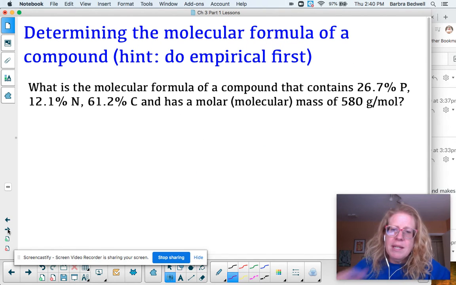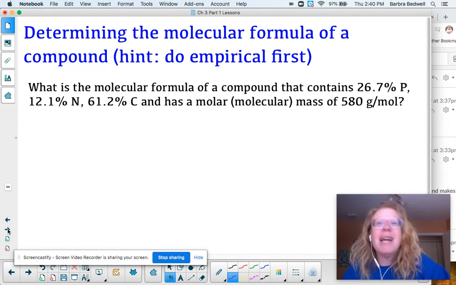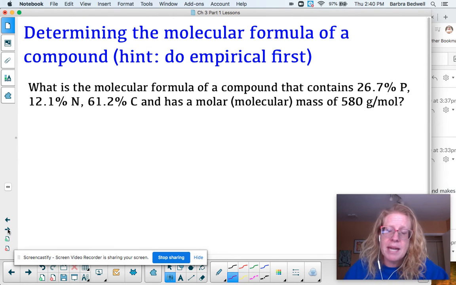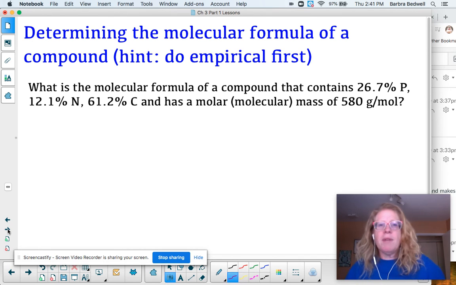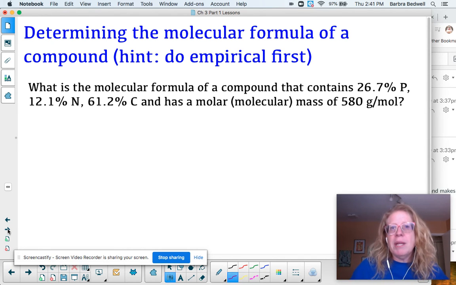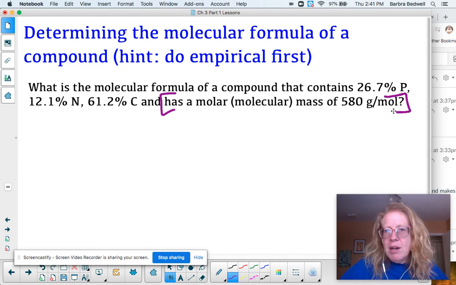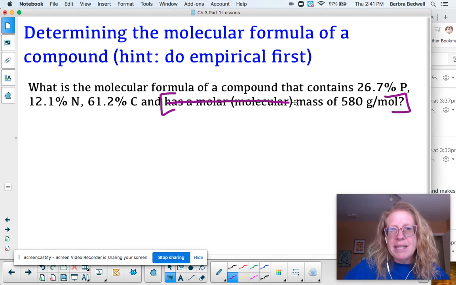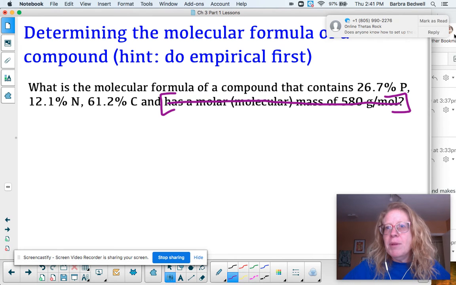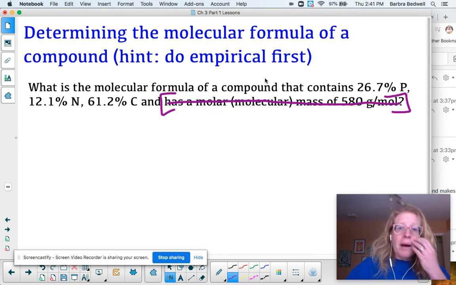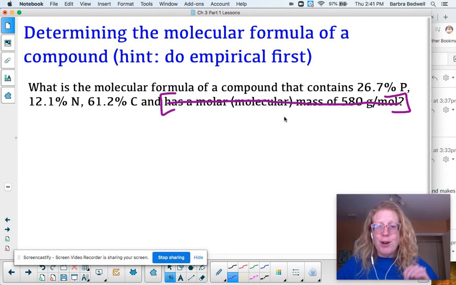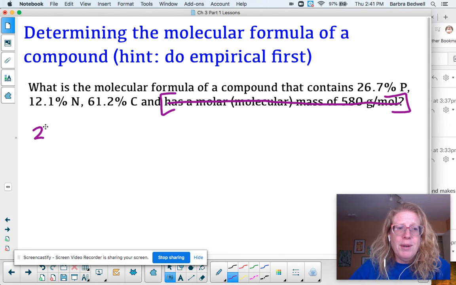So here's an example of how we're going to apply molecular formula and empirical formula to a compound. Whenever you have a problem that's asking you for what's the molecular formula of the compound, always start by determining the empirical formula. This is important. These are two-step problems. They're kind of multiple step. This part right here is later. So kind of pretend like this doesn't exist. Pretend like that part isn't there for right now. You've got to be able to do the empirical formula first.